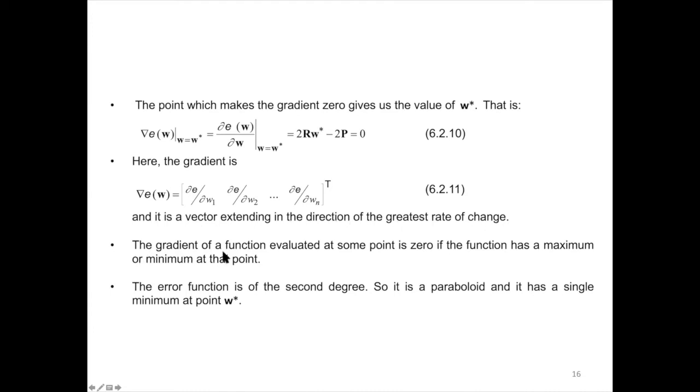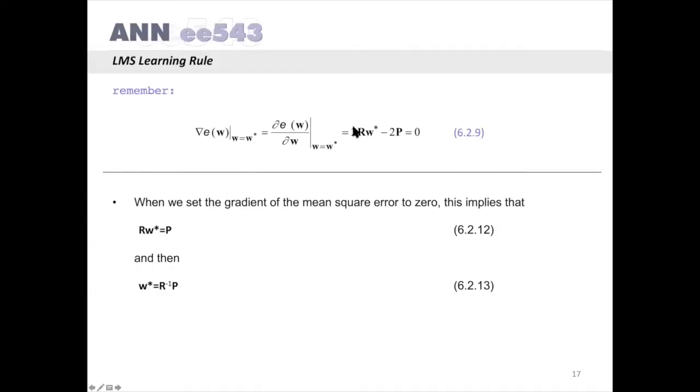The gradient of a function evaluated at some point is 0 if the function has a maximum or minimum at that point. The error function is of the second degree, so it is a paraboloid and it has a single minimum at point W star. Previously, we derived the gradient of error at W equal to W star as 2R W star minus 2P, and at the minimum it should be 0.